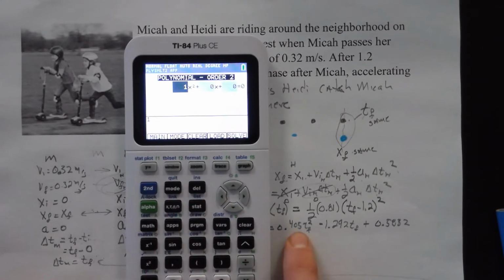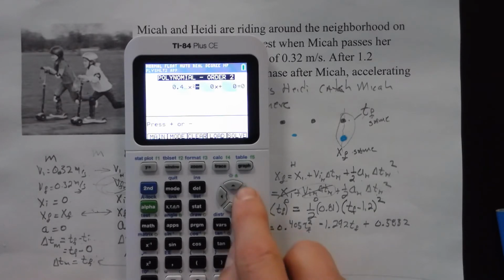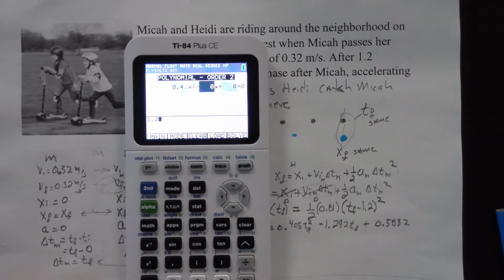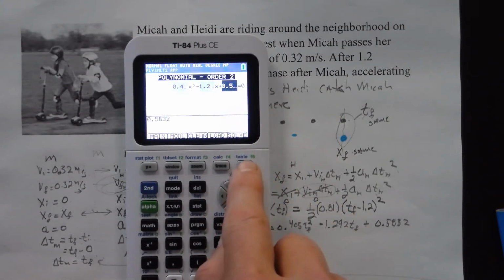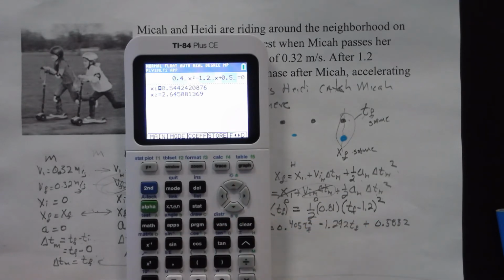I have to plug in these values. My first coefficient is 0.405. Enter. Then I'm going to subtract 1.292. Enter. Then I'm going to add, that's right, move over, 0.5832. Enter. And then I'm going to hit solve. It says solve right there, which means the graph button. Solve. We're done. Saved you like 10 minutes of aggravation using the quadratic formula.